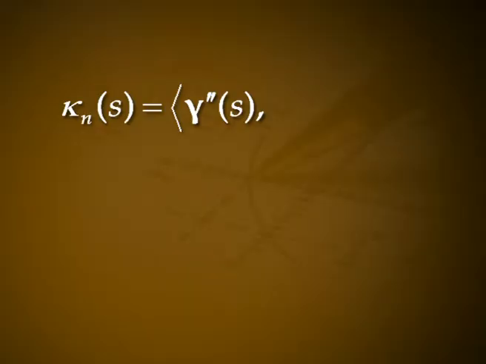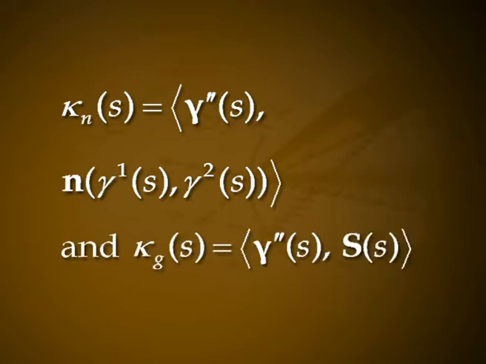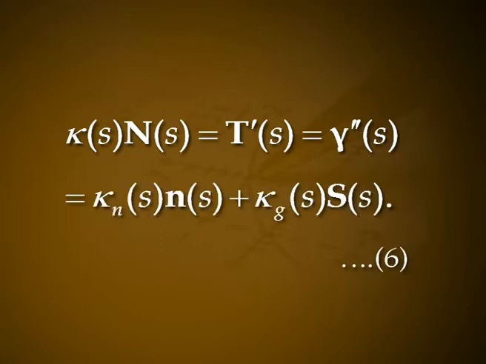We may then define two functions χ_n(s) and χ_g(s) by χ_n(s) = ⟨γ''(s), n(γ1(s), γ2(s))⟩ and χ_g(s) = ⟨γ''(s), S(s)⟩, so that χ(s)n(s) = T'(s) = γ''(s) = χ_n(s)n(s) + χ_g(s)S(s).